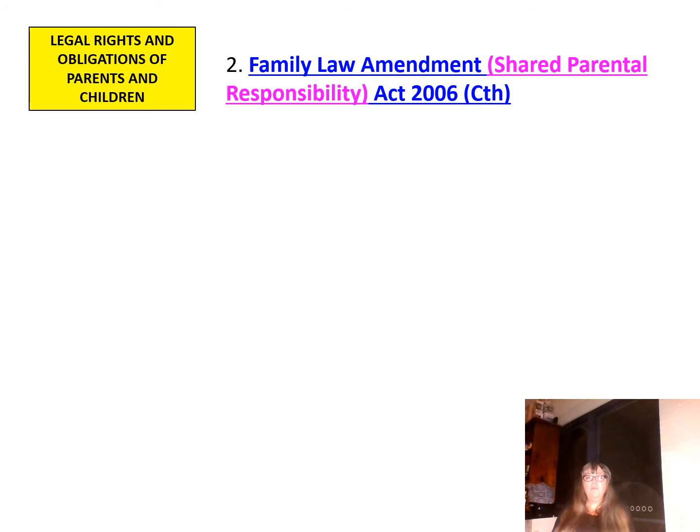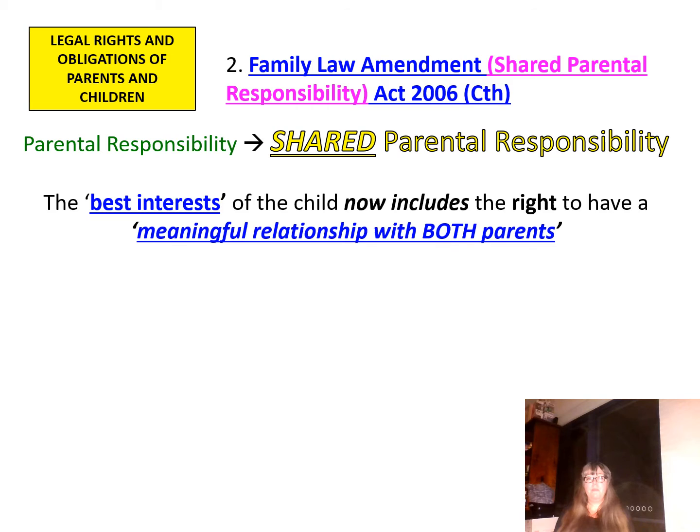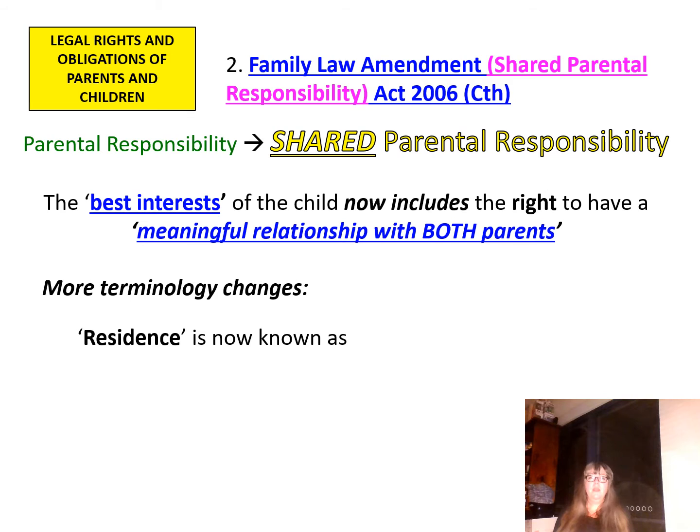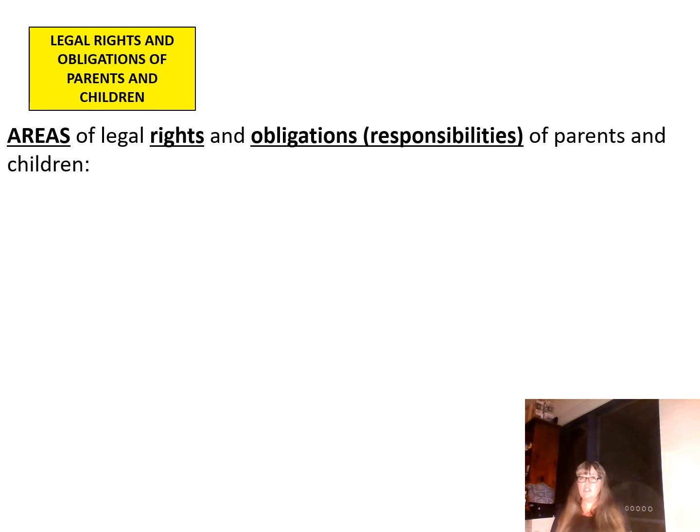Okay, the second reform, the Family Law Amendment Shared Parental Responsibility Act of 2006. Parental responsibilities changed to something even nicer, shared parental responsibilities, putting the onus on the fact that both parents should have a role in raising their children. The best interest of the child now includes the right to have a meaningful relationship with both parents. More terminology changes. Residence is now known as who the child lives with. Contact is now known as who the child spends time with and communicates with. So you can see those terminology changes more and more place the emphasis on what is in the best interest of the child.